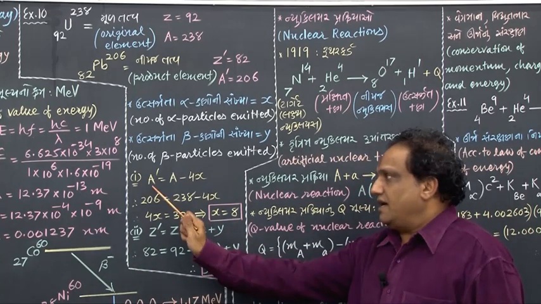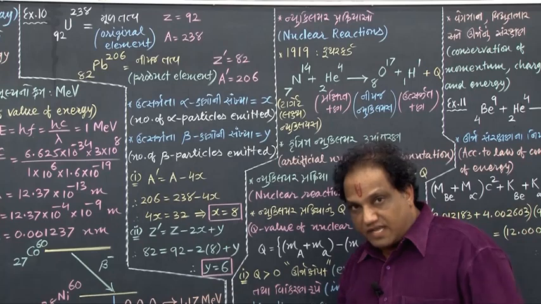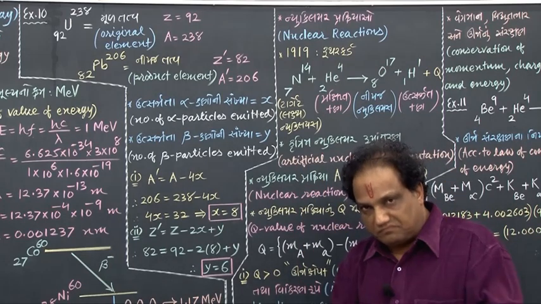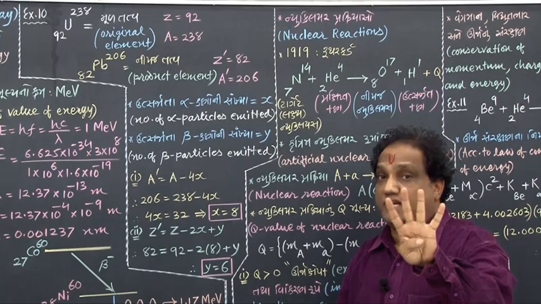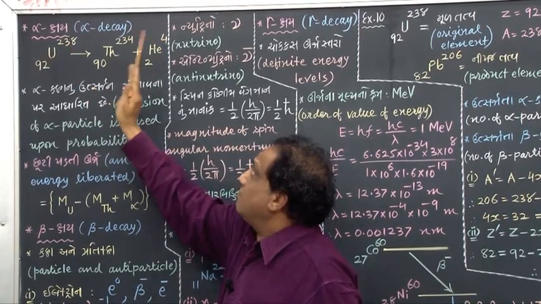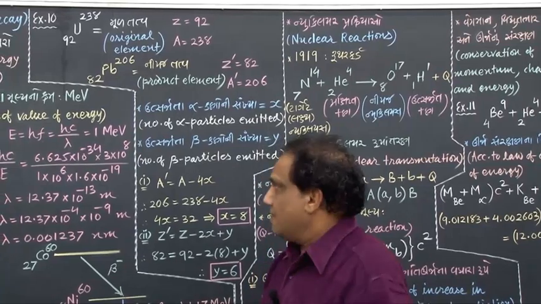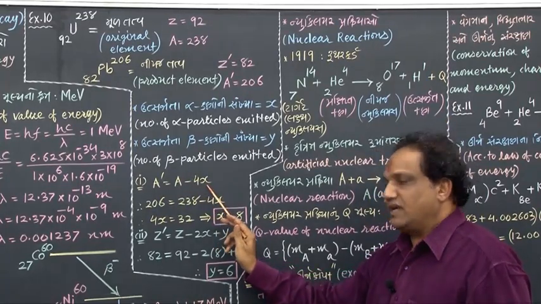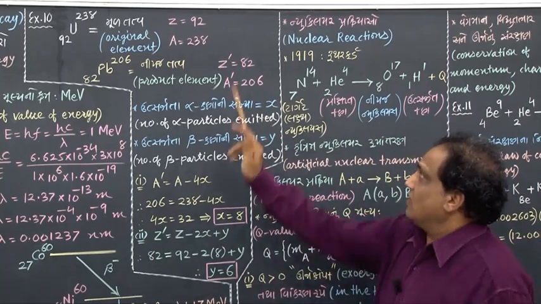Now remember this formula. A dash equals A minus 4x. Tell me, what is A? Atomic mass number of the original element. What is A dash? Atomic mass number of the new element. Then how has this formula come? Forgotten? See, whenever one alpha particle is emitted, the atomic mass number decreases by 4 units. Look here. When one alpha particle is emitted, the atomic mass number decreases by 4 units. That's why 238 minus 4 I had written here 234. When one alpha particle is emitted, if the atomic mass number decreases by 4 units, then when x alpha particles are emitted, the atomic mass number would decrease by 4x. So if you subtract 4x from the atomic mass number of the original element, you will get the atomic mass number of the new element.